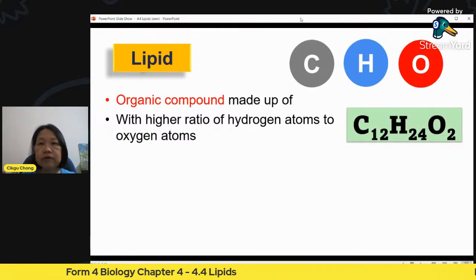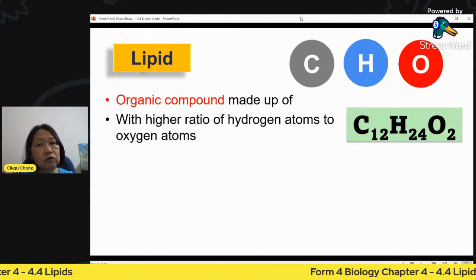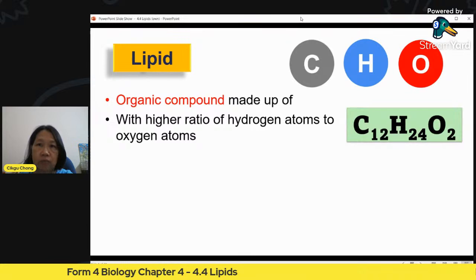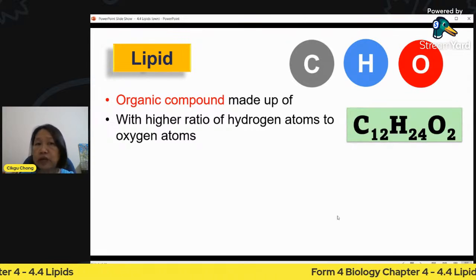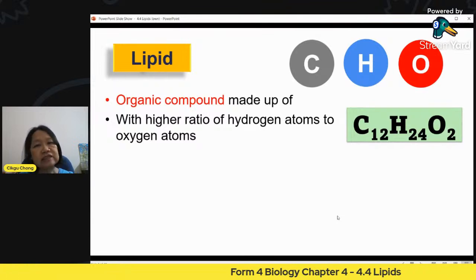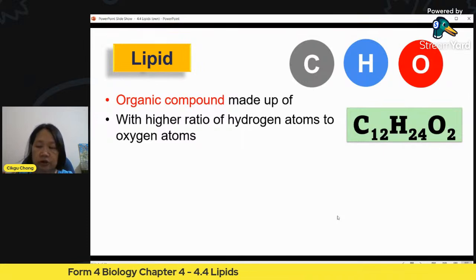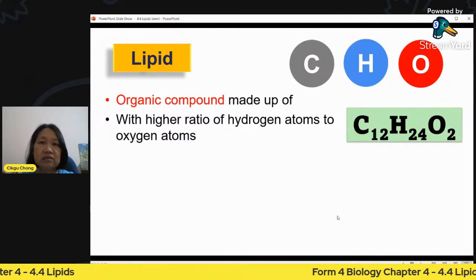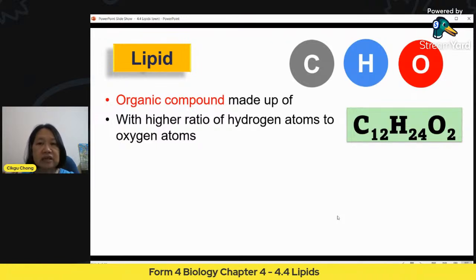So look at this example of a lipid molecule. It has C12H24 and only O2. You can see the ratio of hydrogen and oxygen. Hydrogen has way more compared to oxygen. And this is not the only example. You have lipids with C18H36 and O2. So you can see the oxygen is very few compared to the hydrogen and the carbon.